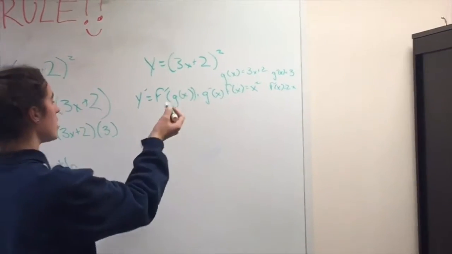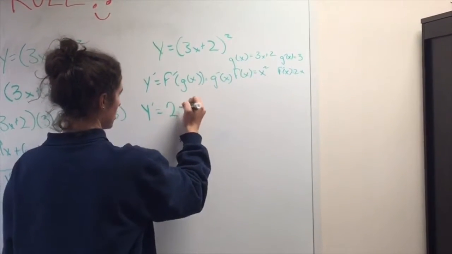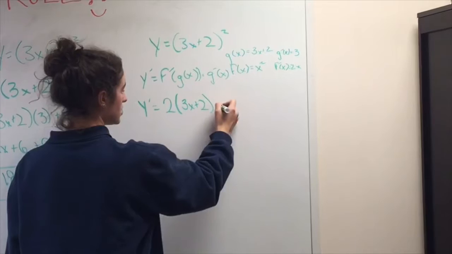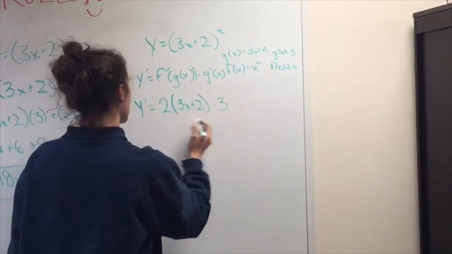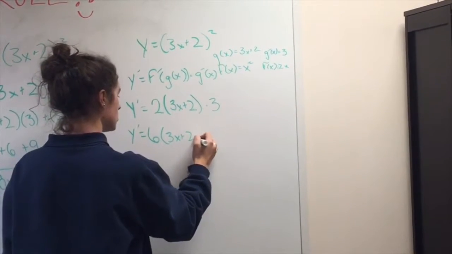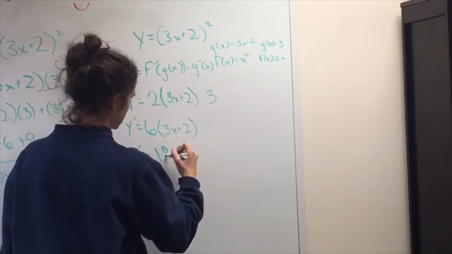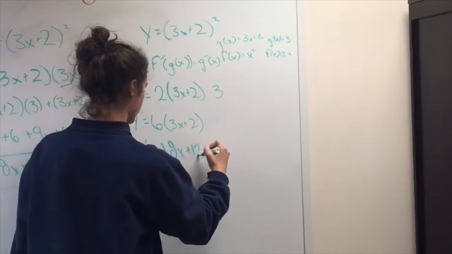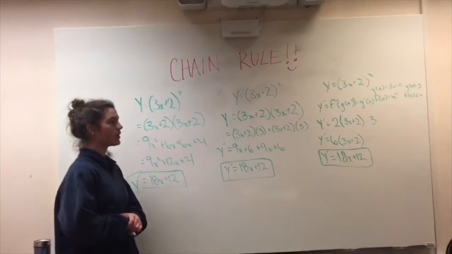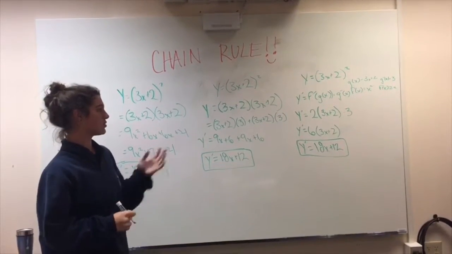So we can plug what we know into this equation, so we get y prime equals 2 times g of x, 3x plus 2, times g prime of x, which is 3. So y prime equals 6 times (3x plus 2), and then we can multiply that in. We get y prime equals 18x plus 12. So as you can see, we get the same answer each way, but as we move into more complicated problems, the chain rule becomes easier because we have to deal with fewer factors.